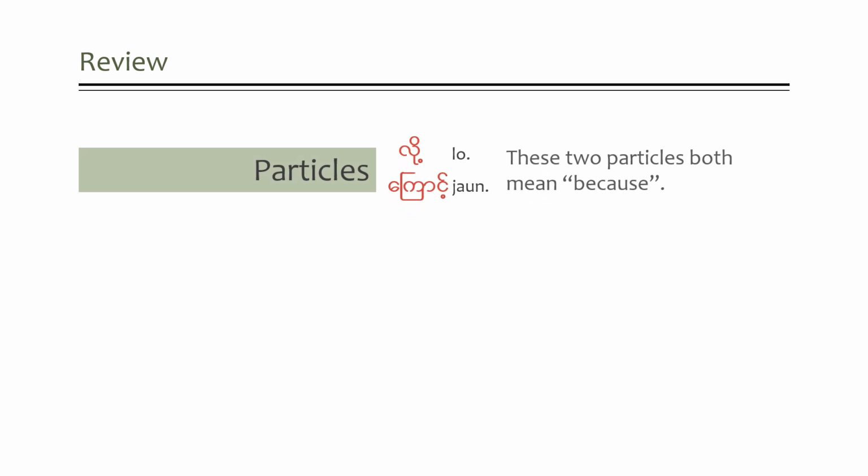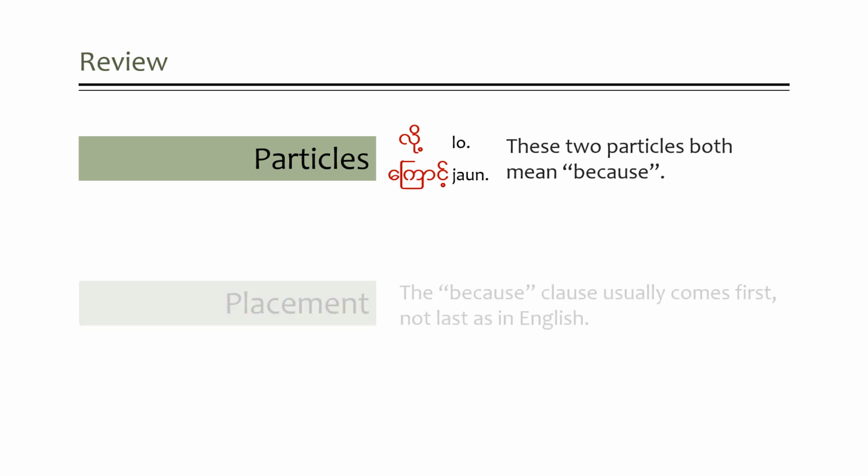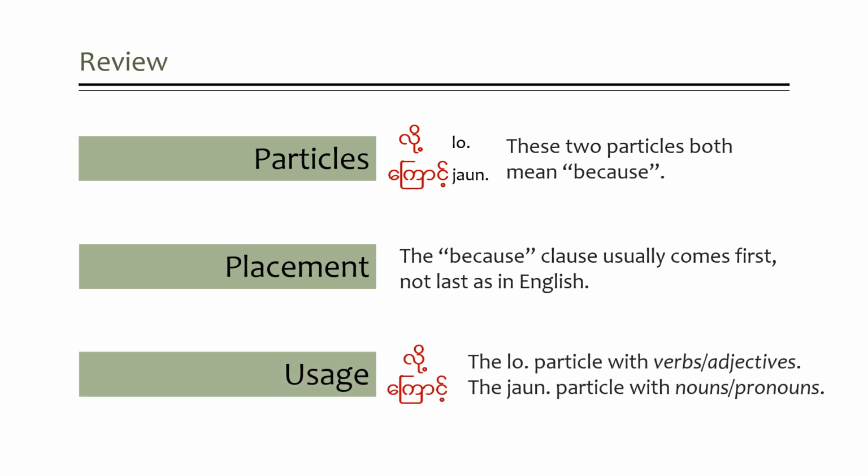In the way of review then, these two particles, lo and jaun, both mean because. The because clause comes first in the sentence, unlike English. Lastly, to decide which particle to use, the lo particle is used with verbs or adjectives, and the jaun particle is used with nouns and pronouns. That finishes this lesson.